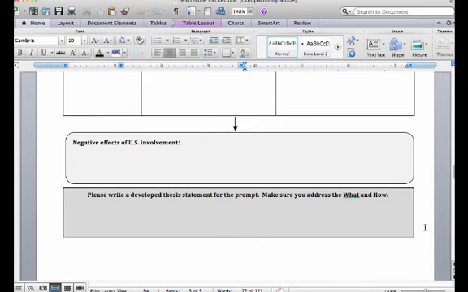Just some notes that you need. A negative effect of U.S. involvement is we created the Espionage Act of 1917 and the Sedition Act of 1918, under which speaking out against the government and war effort was punishable by law. And that plays into spies and things like that too.